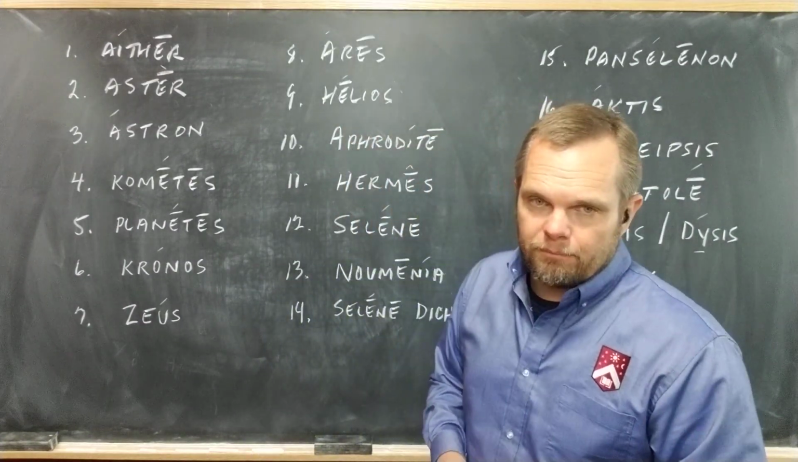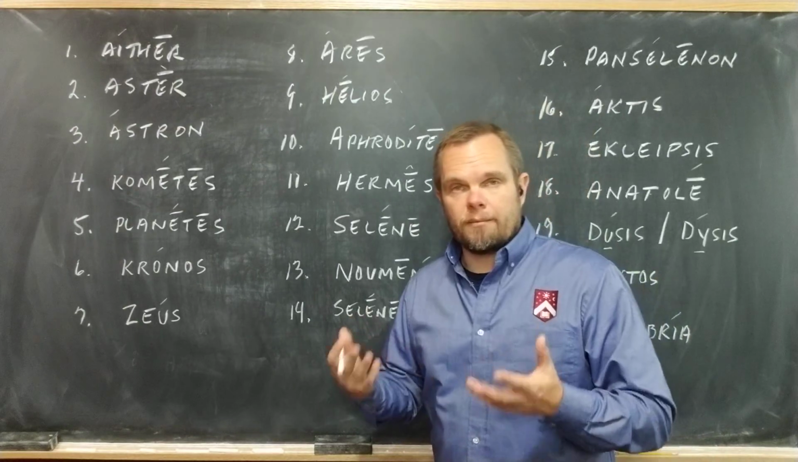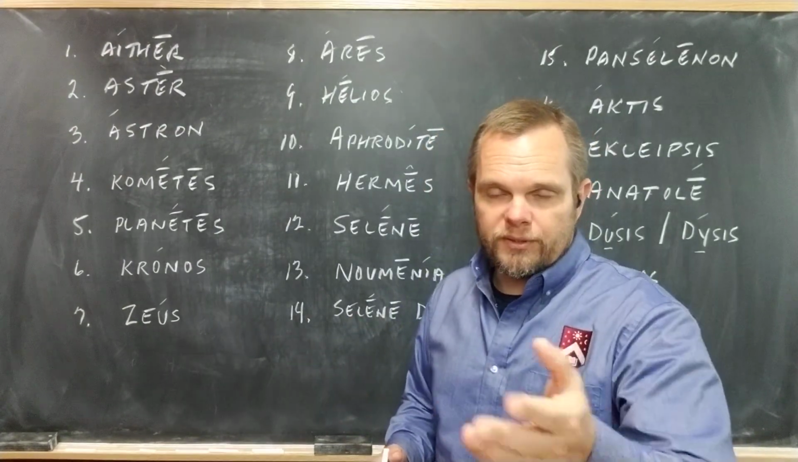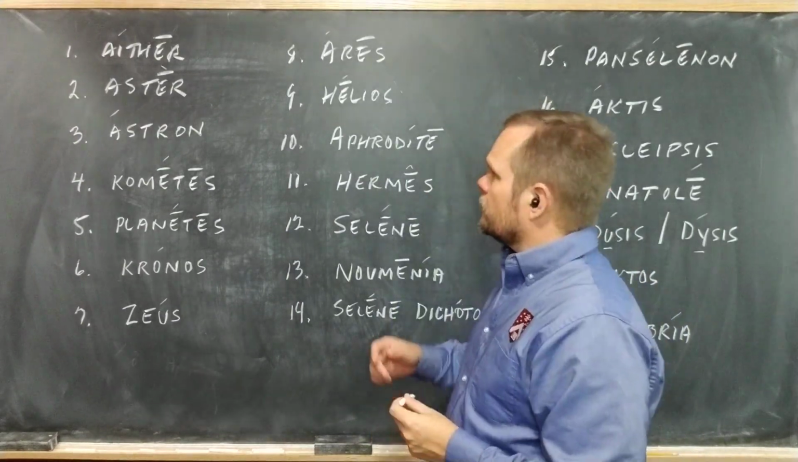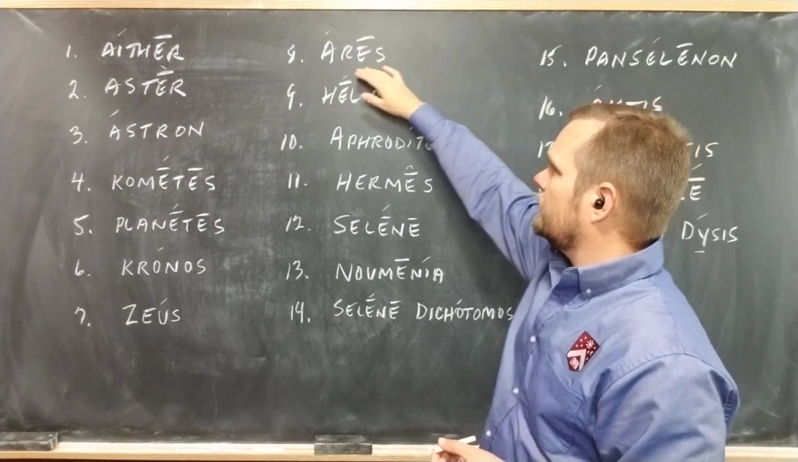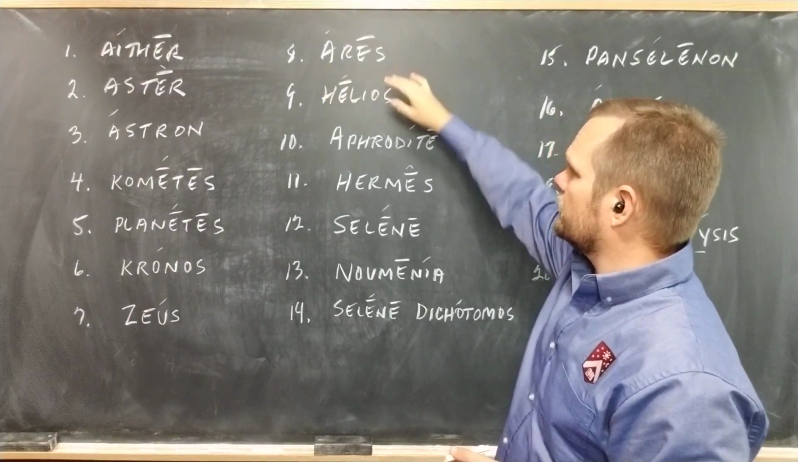Number 8, the planet Mars. The planet Mars is named after the Roman god of war, Mars, which is its name in Latin. But if we look to the Greek, the name of the god of war in Greek is Ares, okay?